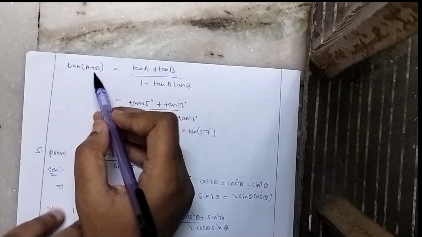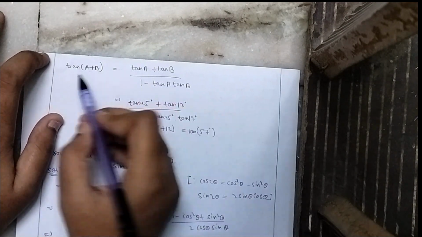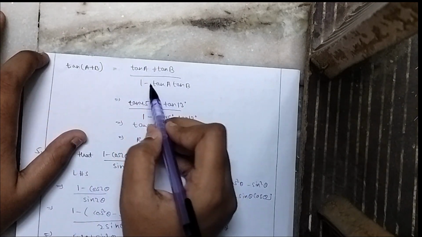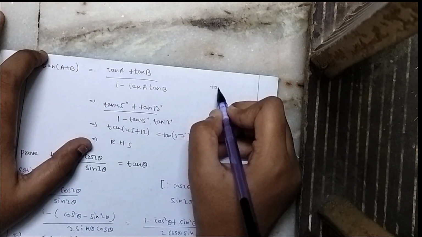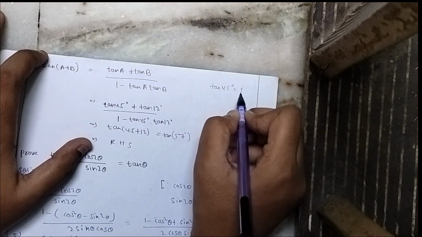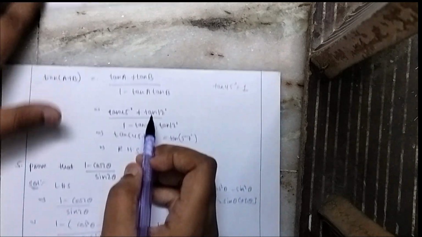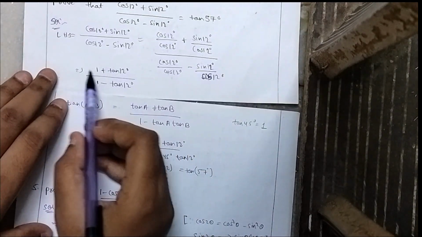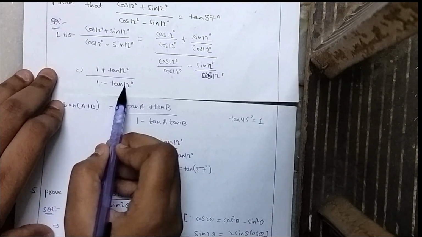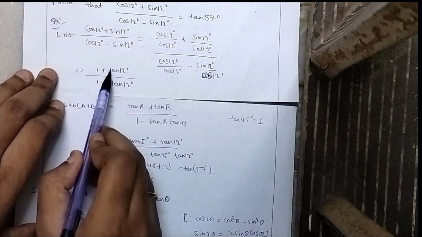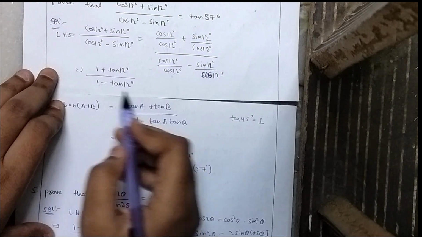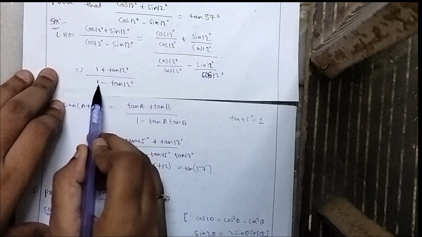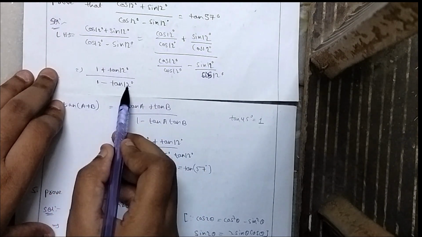You know the formula of tan(A + B): tan(A + B) = (tan A + tan B)/(1 - tan A tan B). Here we know that tan 45 = 1. So from this, (1 + tan 12)/(1 - tan 12) means (tan 45 + tan 12)/(1 - tan 45 tan 12).